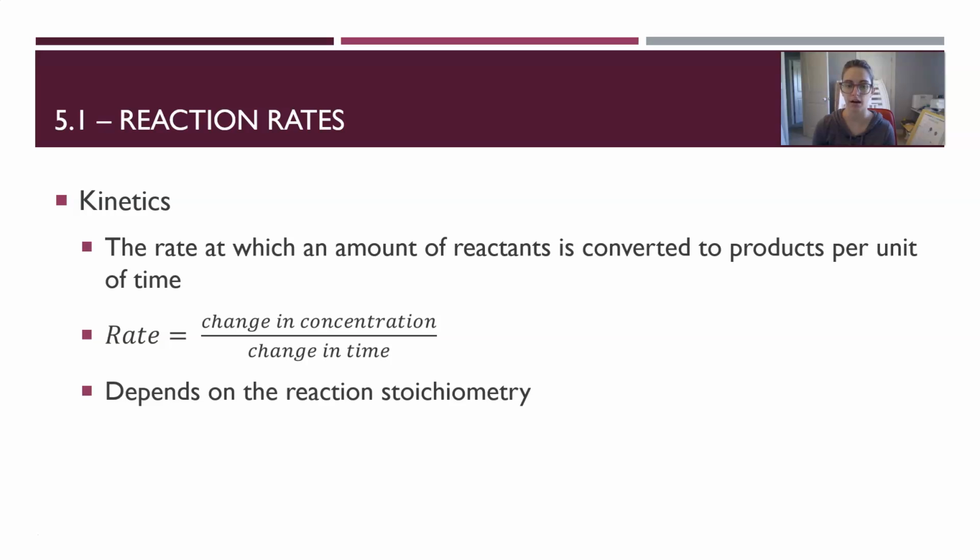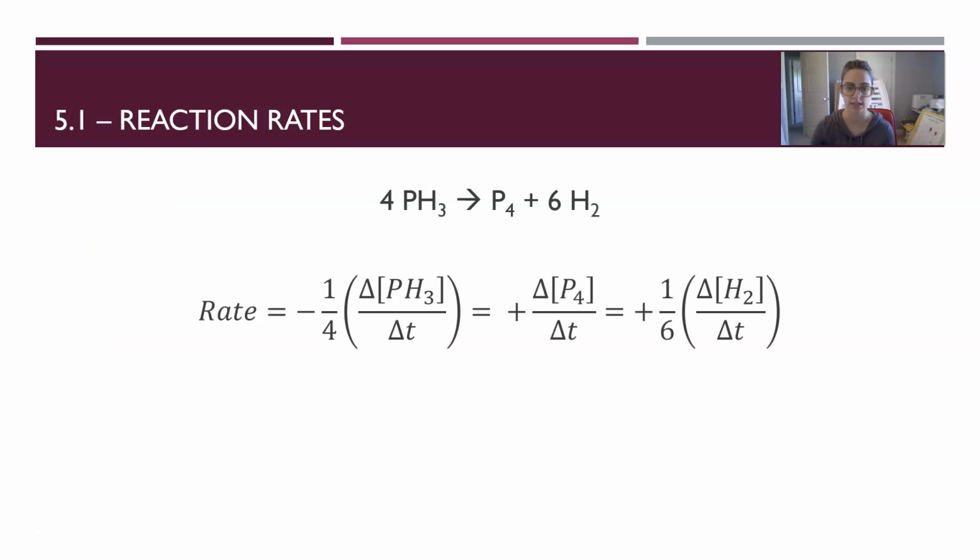This does depend on the reaction stoichiometry. So you're going to be looking at the coefficients in the reactants and products. So here's an example reaction. We have 4 PH3s being converted into P4 and 6 H2s.